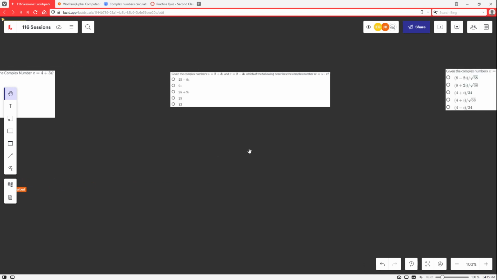Given the complex numbers u equals 2 plus 3i and v equals 2 minus 3i, which of the following describes the complex number w, which is u times v? Multiplying complex numbers, you can do it manually or with a calculator. I'm showing the calculator routes because it's easier and we're allowed.